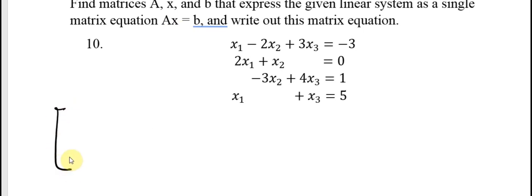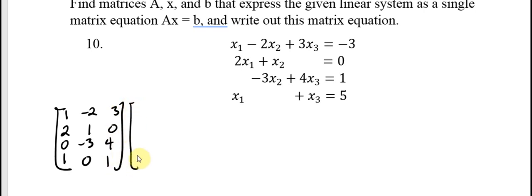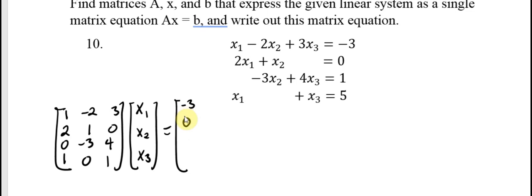So here, matrix A would be the entries for the coefficient matrix, which would be 1, 2, 0, and 1. Second column, negative 2, 1, negative 3, and 0. Third column, 3, 0, 4, and 1. Close that up. Now times the matrix X, which has entries x sub 1, x sub 2, and x sub 3, is equal to the B column, which has entries negative 3, 0, 1, and 5.